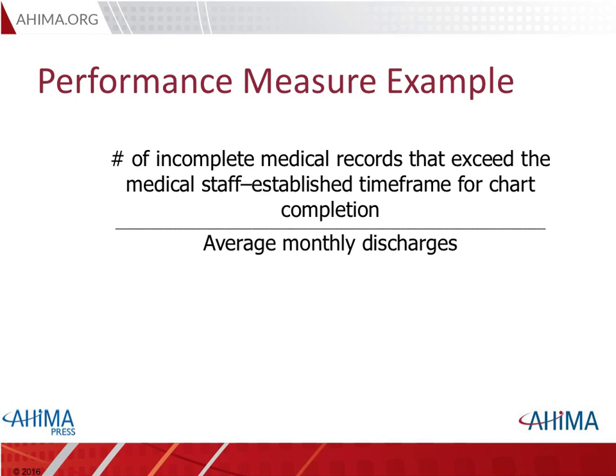Let's take a look at another example. In this case, we are going to monitor the number of incomplete records that exceed the established time for chart completion. The Joint Commission has an established standard for delinquent records and will cite the healthcare organization with a requirement for improvement if the total average healthcare record delinquency rate exceeds 50% of the average monthly discharges in any one quarter. Hospitals commonly set their benchmark for health record delinquency rate below 50% because they don't want to cut it too closely.